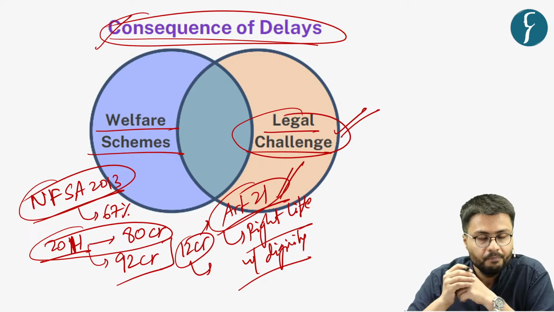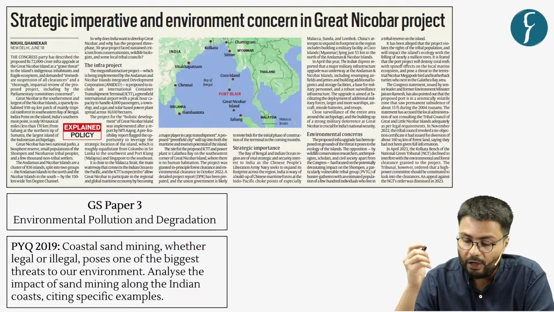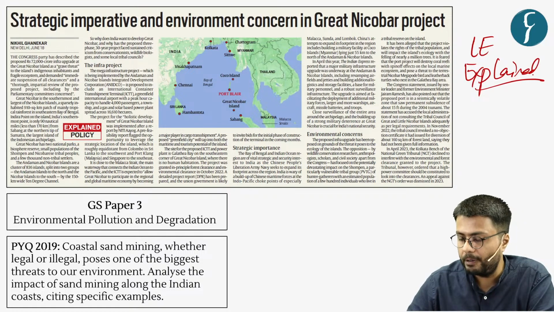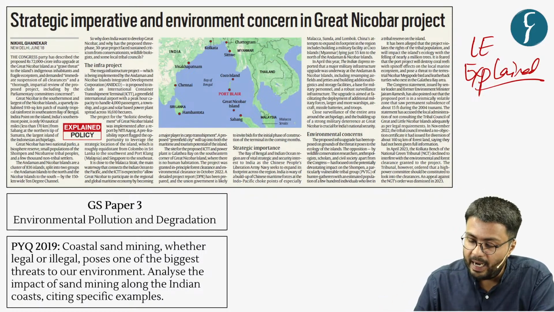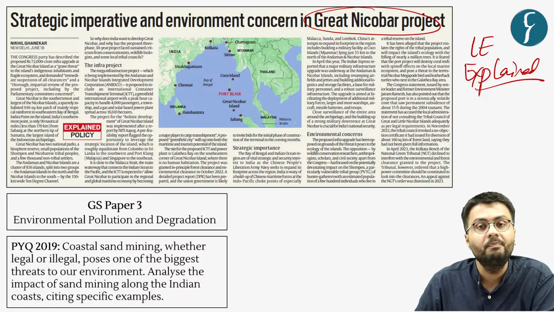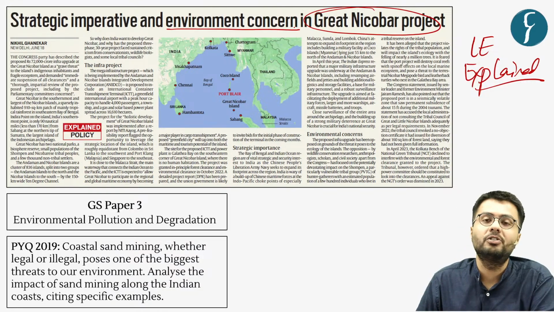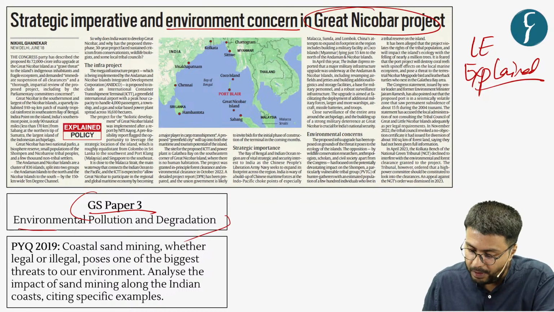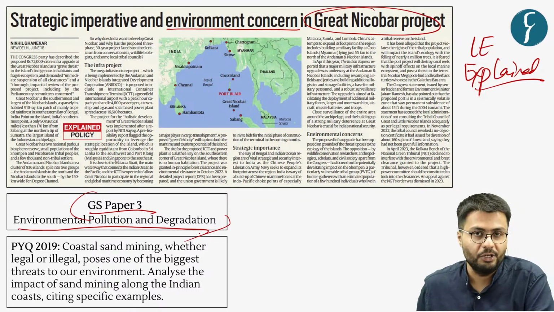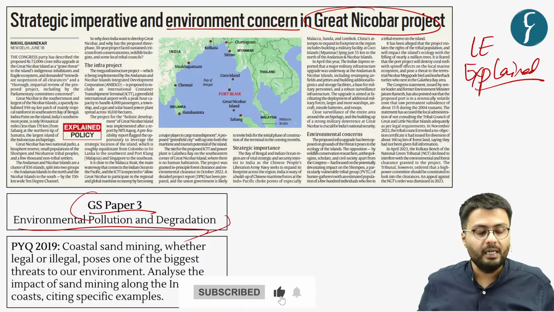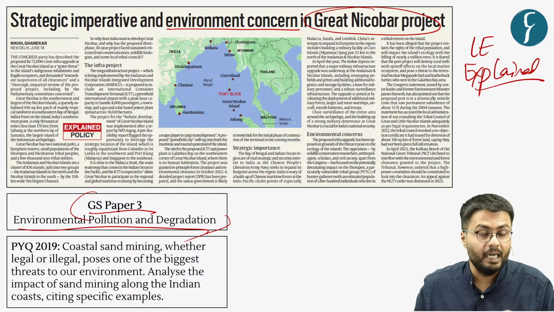So with this, we move to the next article of the day, which you can see appeared in the Explained section of the Indian Express newspaper. Now, this news article highlights that certain economic projects have been undertaken in the Great Nicobar region, and this brings several environmental concerns also. It is important from the GS Paper 3 perspective, as the syllabus deals with environmental pollution and degradation. So, in this regard, let us understand what projects have been undertaken by the government in the region of Great Nicobar.